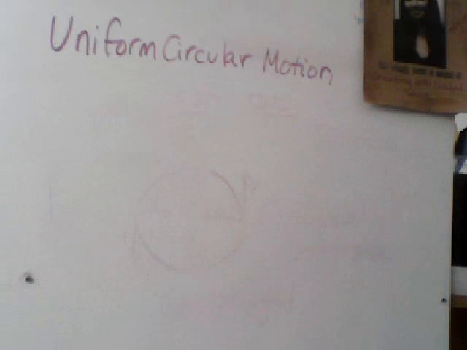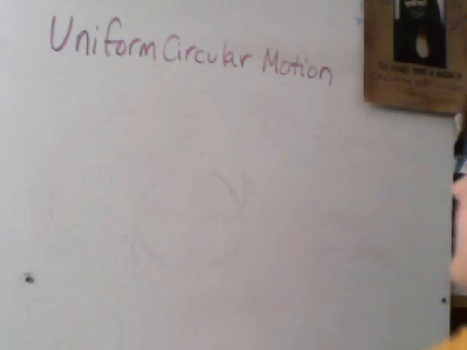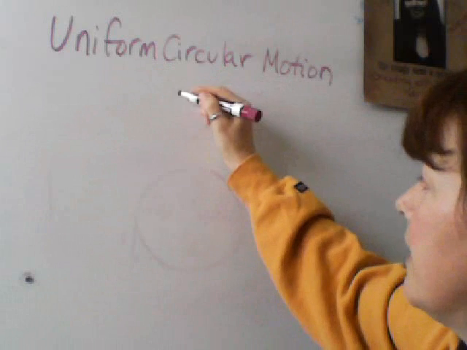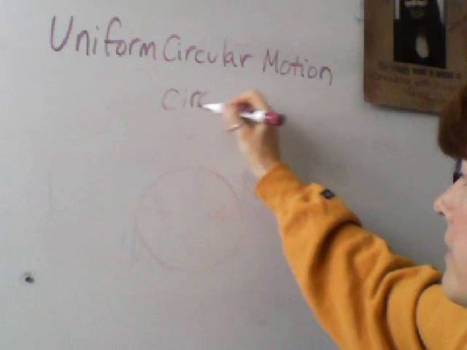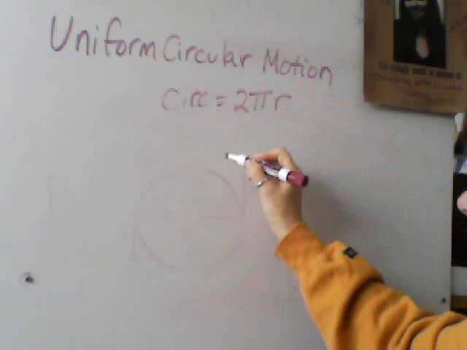And so we said that the average speed is distance over time. We said that the distance in circular motion is the circumference. And I'm going to assume that you know that the circumference is also equal to 2 pi r.